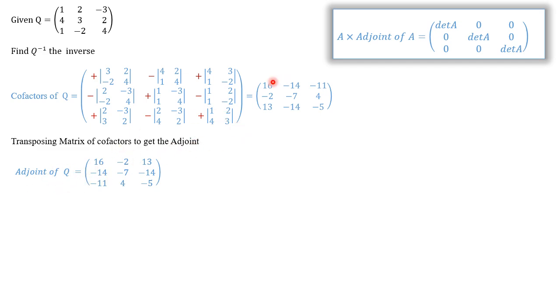So you can see 16, minus 14, minus 11 becomes the column here. So it's 16, minus 11, then minus 2, minus 7, 4. It was the row, it becomes the column. So it's minus 2, minus 7, 4. Then 13, minus 14, minus 5 was the row, so it becomes the column. 13, minus 14, minus 5 here. So now we have the adjoint here.